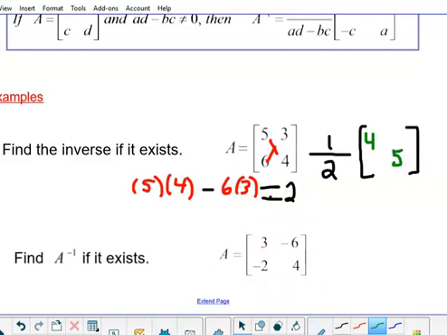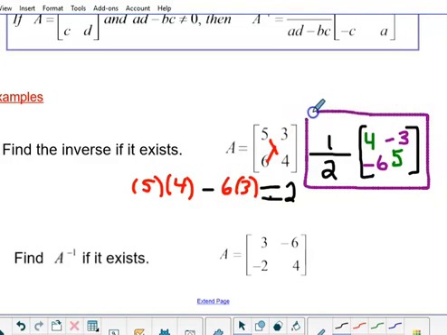The other diagonal, the 3 and the 6, they stay in the same spot, but this just becomes -3. This becomes -6. Okay, so we're just doing the opposite. And we can leave the determinant like this. I also could take the 1/2 and multiply it throughout if I wanted to. And that's actually the way it would come up on a calculator.